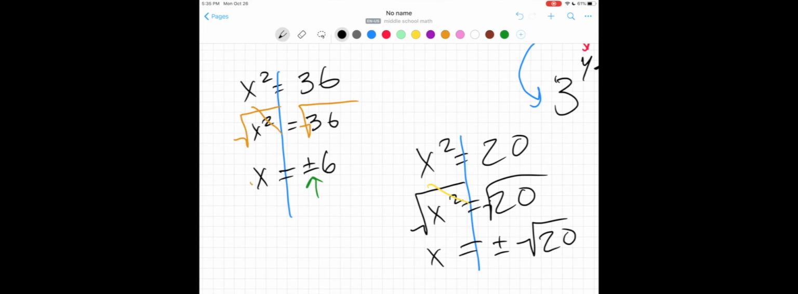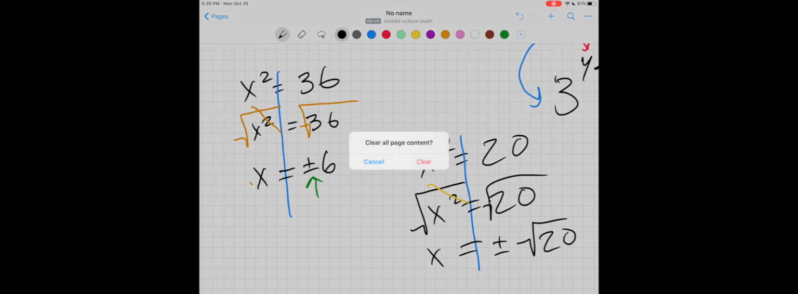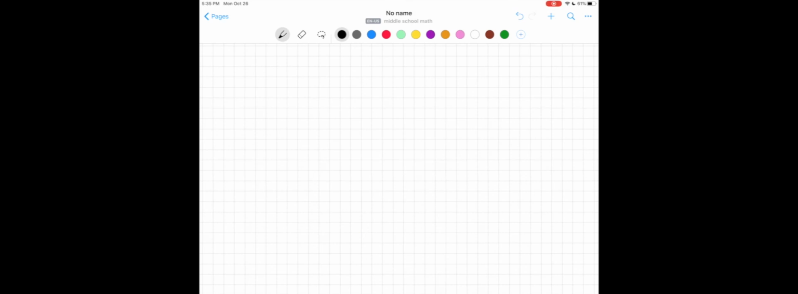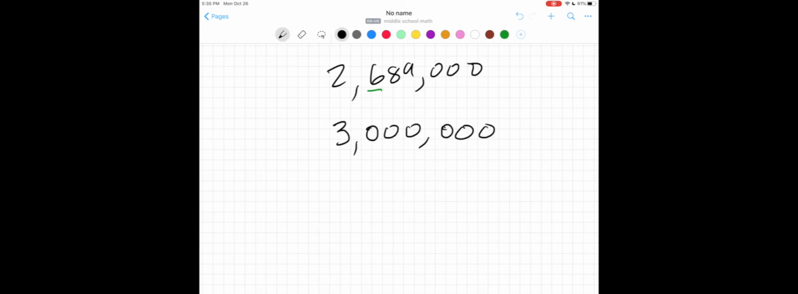So this problem, we have to put 2,689,000 in scientific notation. So we're going to go ahead and go to our notes. Let me clear this page really quick. Okay, so we have 2,689,000. First we're going to round, and we're going to round up because 6 is bigger than 5. So we're rounding up to 3 million. And now we know it's 3 times 10 to however many spots are after the 3. So we have 1, 2, 3, 4, 5, 6. So 3 times 10 to the 6.